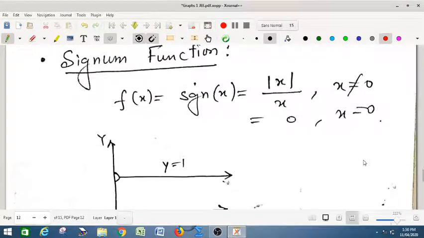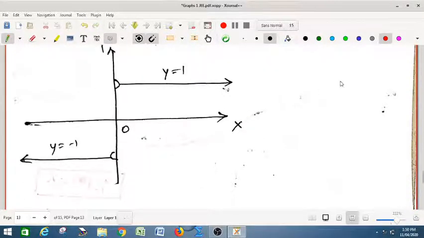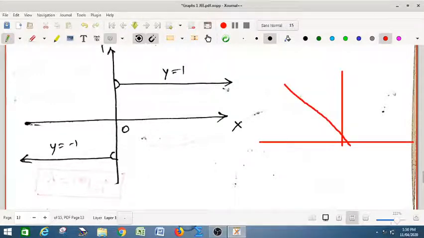Next we'll talk about a special type of function known as the signum function. The signum function is nothing but mod x by x, and you know that mod x is x when x is greater than 0, and mod x is minus x when x is less than 0. If you want to draw mod x, simply draw the axes, and this branch is your y equal to x and this branch is your y equal to minus x. So this is the diagram of mod x.